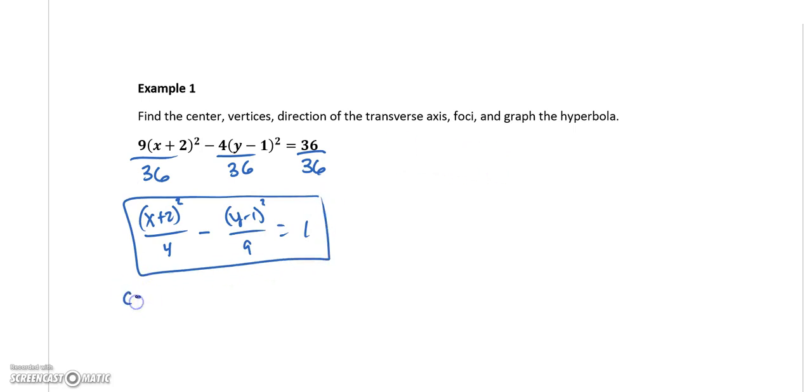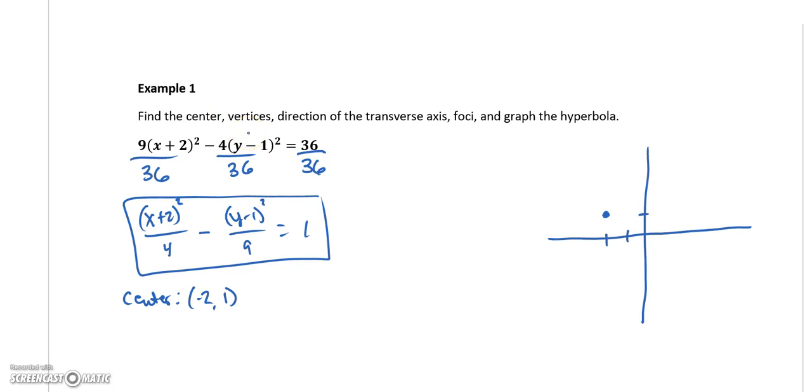All right, my key features. My center is going to be negative 2, 1. And you can sketch over here. Negative 2, 1. Graphing is a little complicated, so make sure you guys are following along with this.